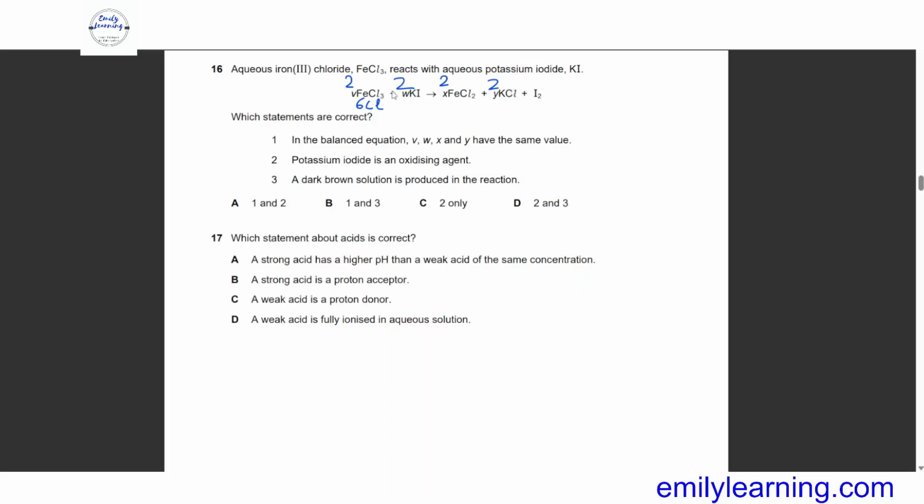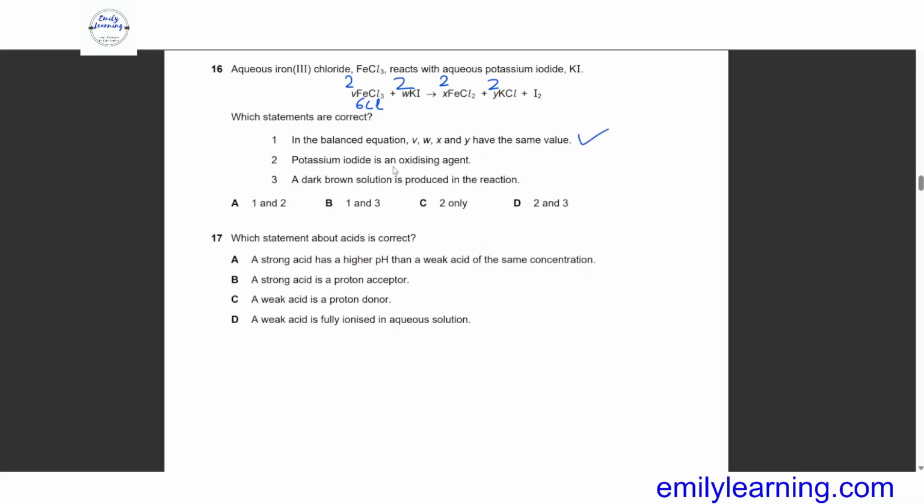So let's try this. Now that I've put in these values here, let's look at whether we have the same number for each atom. 2 Fe on the reactant side, 2 Fe on the product side. Great. 6 Cl on the reactant side: 2 times 2 is 4, 4 plus 2 is 6, so 6 Cl on the product side. Great. 2K on the reactant side, 2K on the product side. Great. 2I on the reactant side, 2I on the product side. So in other words, V, W, X, and Y are all 2, and therefore they have the same value. This is correct.